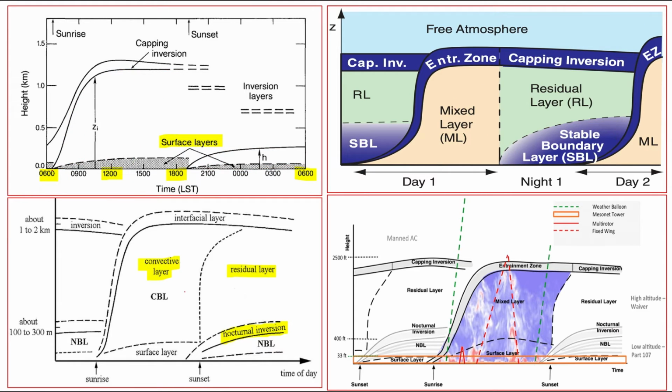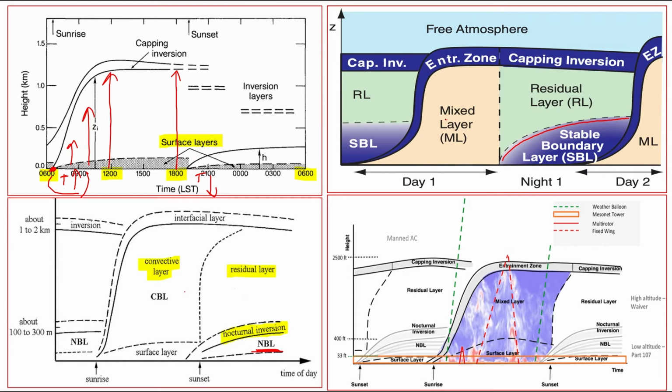Here sunrise starts, so the temperature keeps increasing. There is a rising of air particles. It reaches the maximum height at noon and maintains the maximum height up to sunset. After sunset, the surface temperature drops. So here it is increasing, here it drops. The air becomes cool and forms the stable boundary layer, and that is called the nocturnal boundary layer.